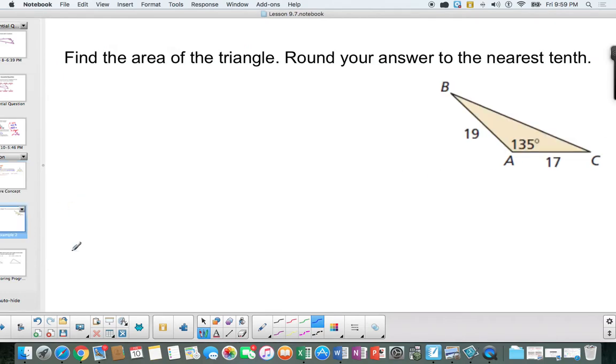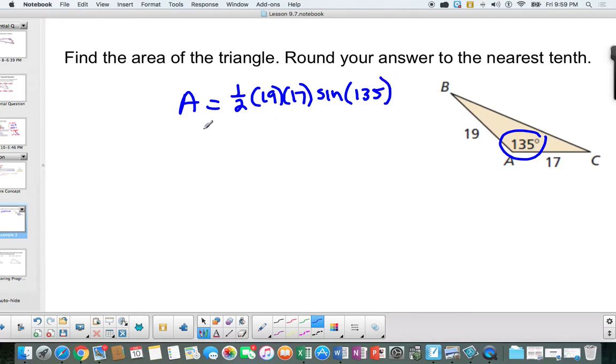All right, so here's a triangle, and I can see my angle, and I can see my two sides. So the area will be 1/2 times the two sides, which is 19 and 17, times the sine of the included angle, which is 135. Let's put this in our calculator and round to the nearest tenth. And our answer is 114.2.